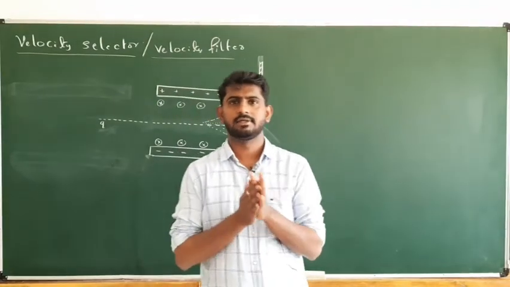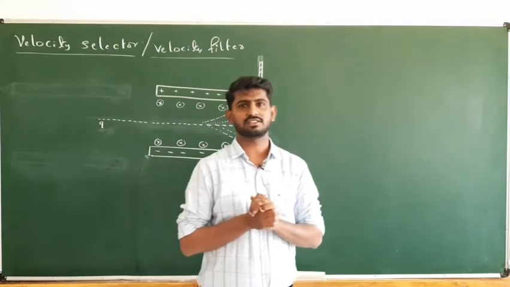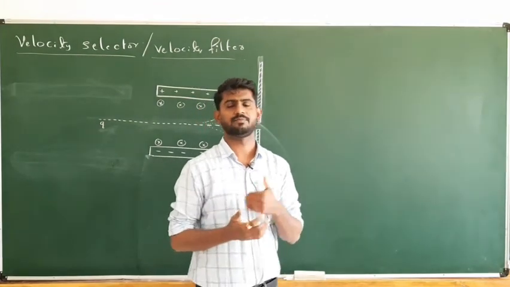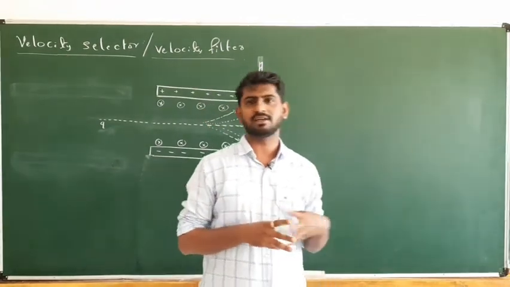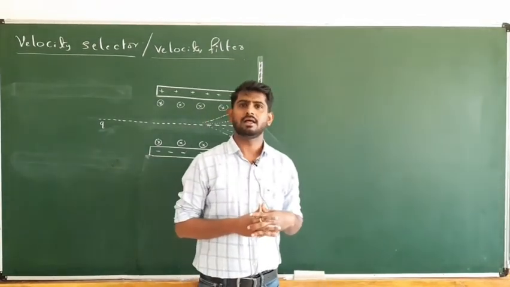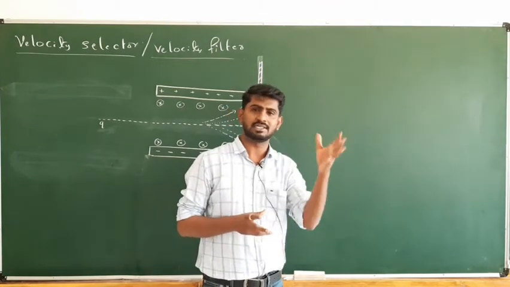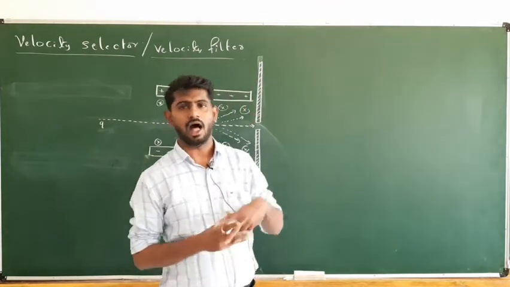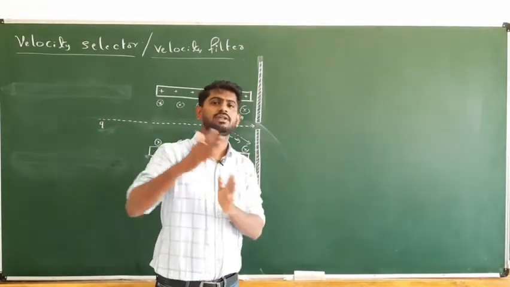Hello students, this is the fourth class on the topic moving charges and magnetism. In the last class we discussed the motion of a charged particle in the presence of a uniform magnetic field, and we studied the trajectories of the charged particle in different orientations.